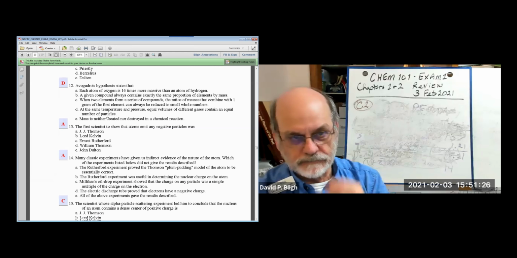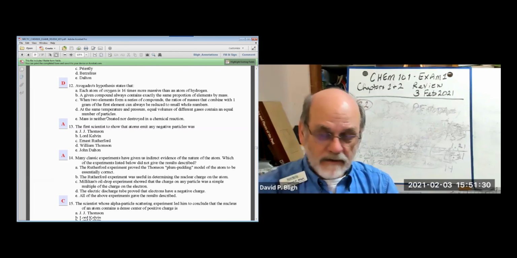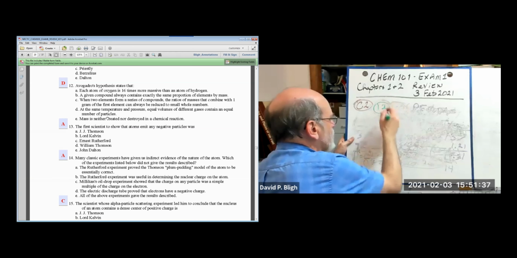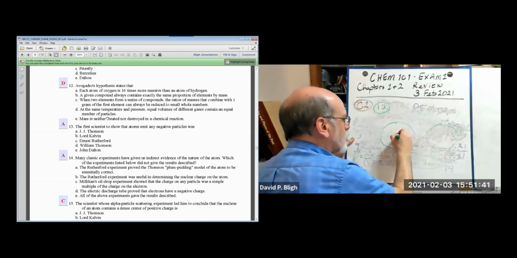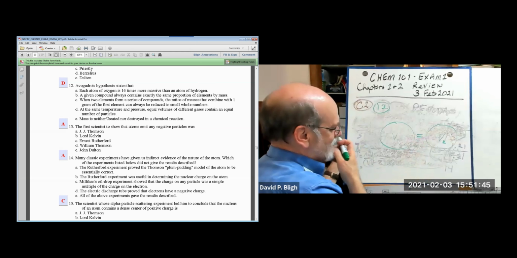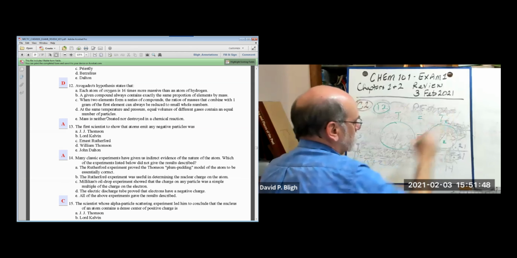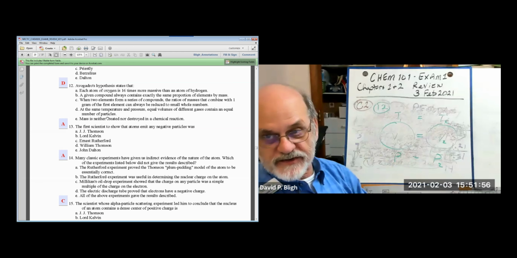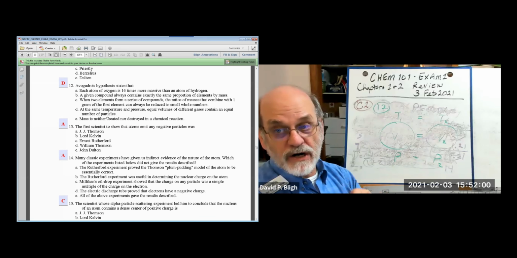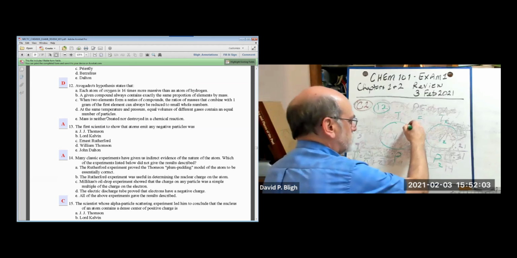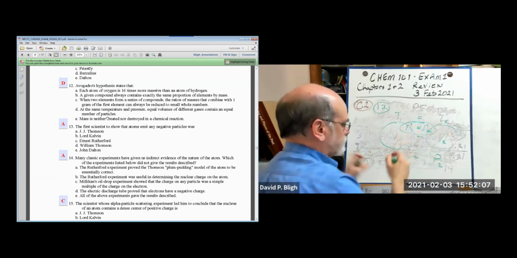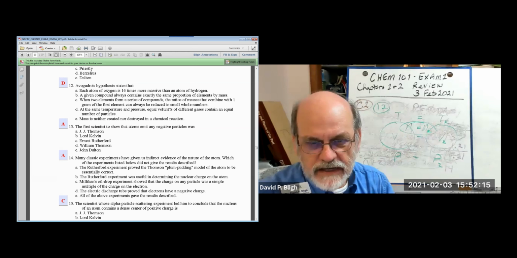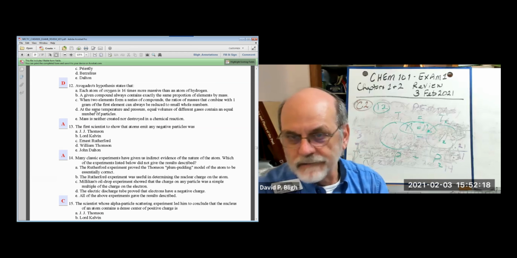Avogadro's hypothesis states what? Well, Avogadro said that if you have two gases and they have equal volume and they're at the same temperature and they're at the same pressure, then what else is equal? The number of moles, or the number of particles in each container is equal. Okay, so which one of these fits that? At the same temperature, pressure, equal volumes of different gases contain equal numbers of particles. D, that's the only one that fits.